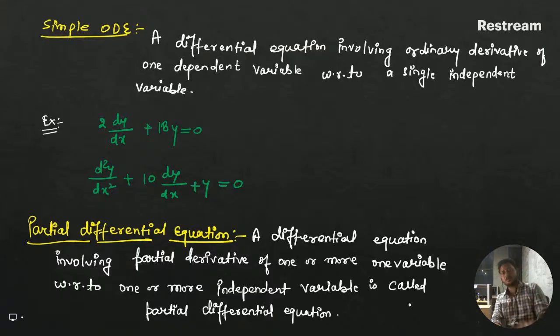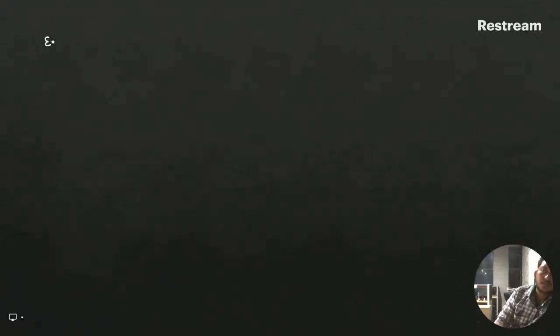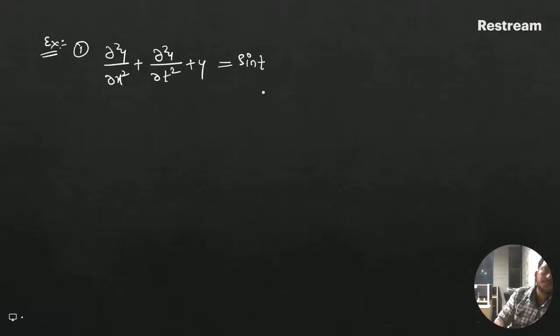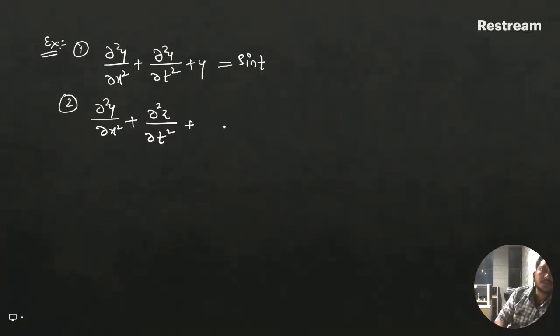Okay. So now next, here is some example based on partial differential equations. Take the first example, a simple one: del 2y upon del x square plus del 2u upon del t square plus y is equal to sin t, and the second part is del 2y upon del x square plus del 2z upon del t square plus del z upon del x, which is equal to cos x.